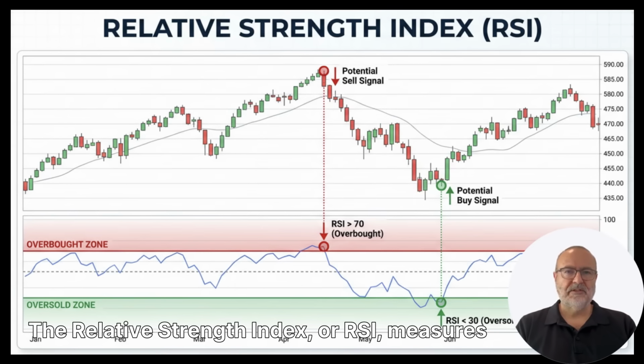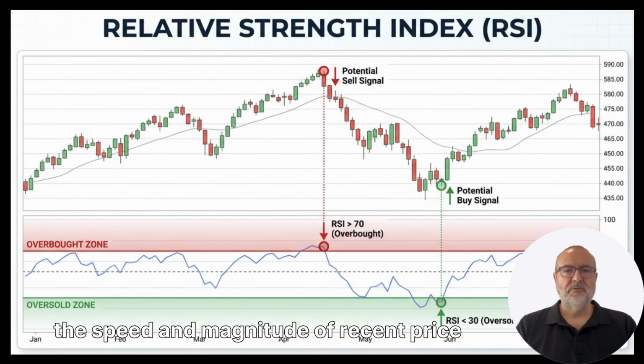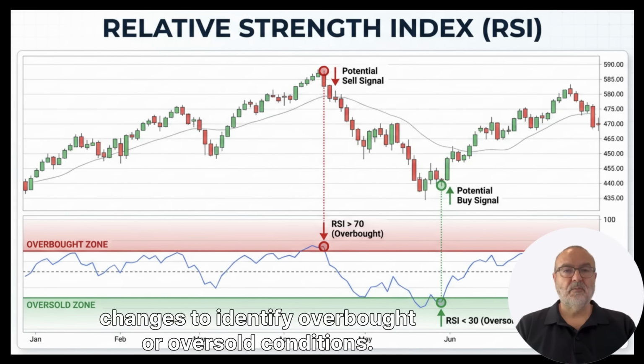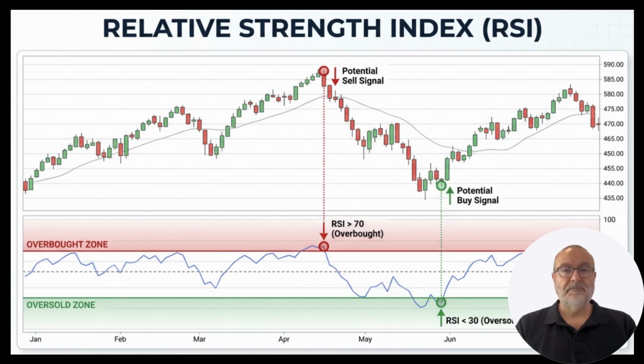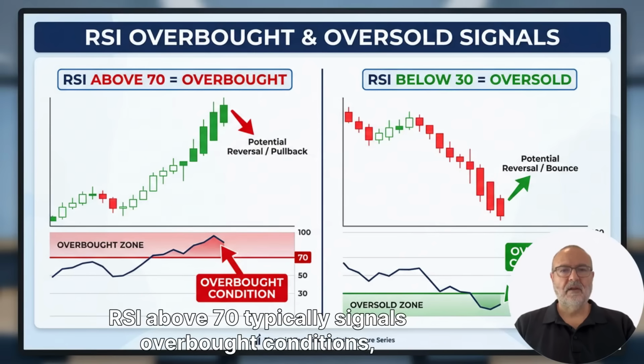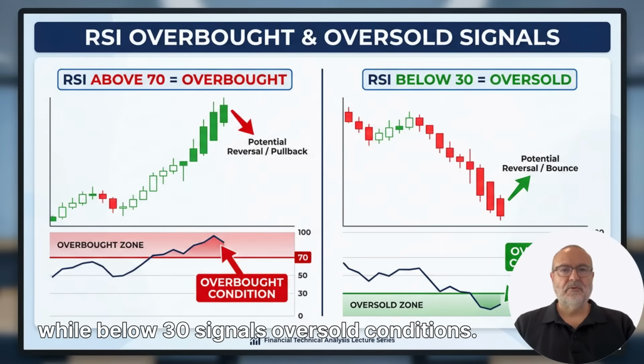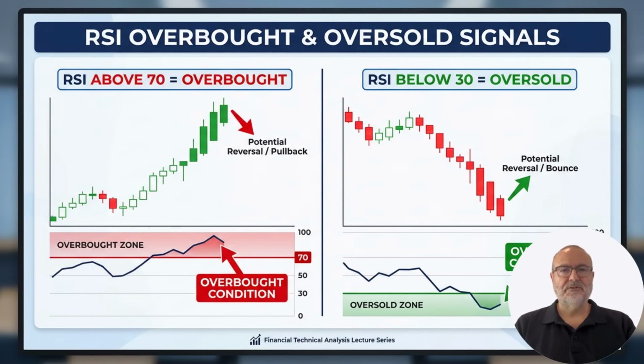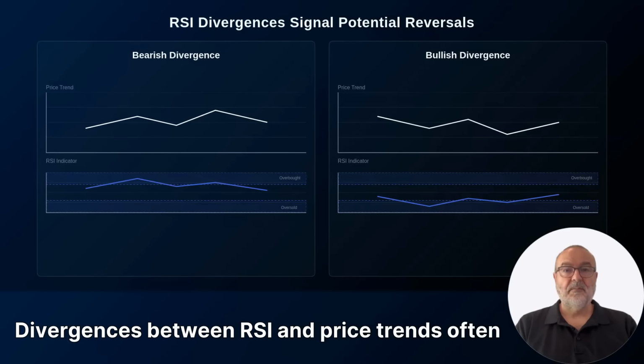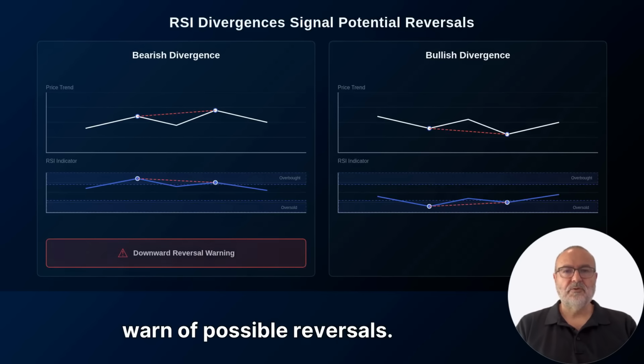The Relative Strength Index, or RSI, measures the speed and magnitude of recent price changes to identify overbought or oversold conditions. RSI above 70 typically signals overbought conditions, while below 30 signals oversold conditions. Divergences between RSI and price trends often warn of possible reversals.